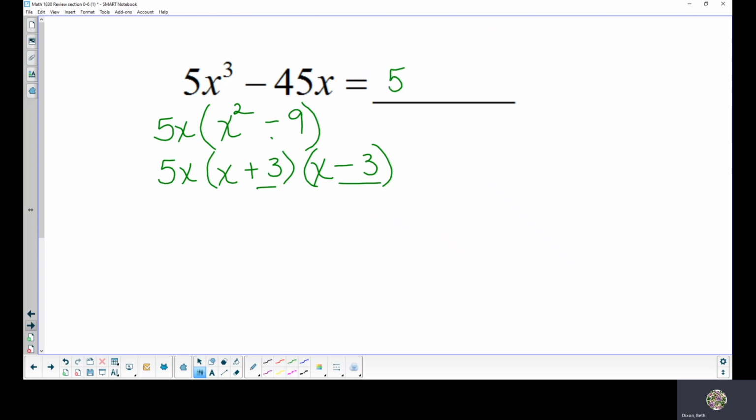That would be 5x times x plus 3 times x minus 3. Notice this time I wrote the plus first. I have no set way of writing it. It just comes out. Sometimes the plus is written first, sometimes the minus is written first. So let's check this to be sure that it works. X times x is x squared plus 3x minus 3x minus 9.